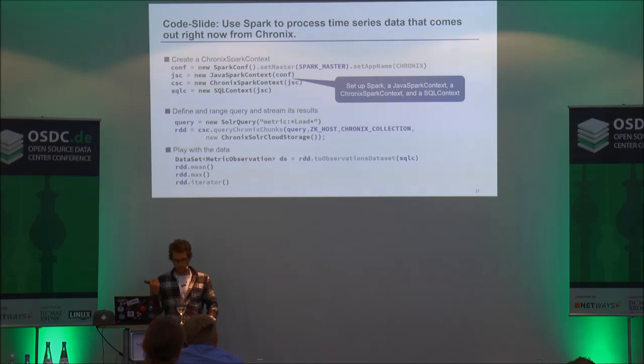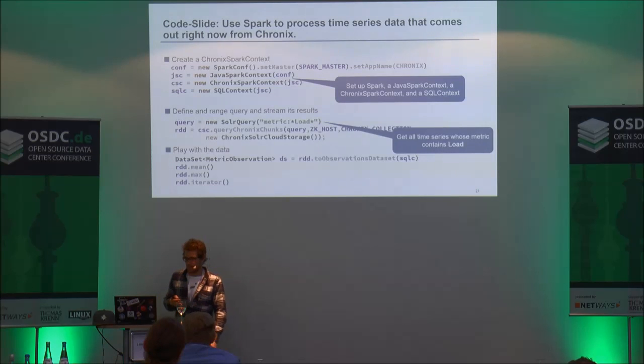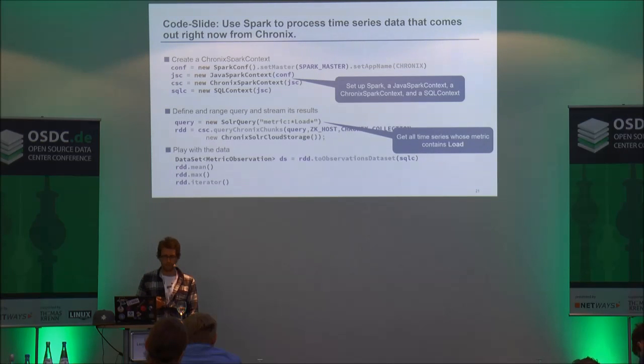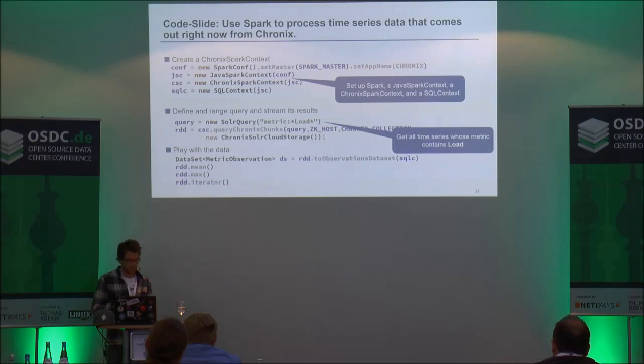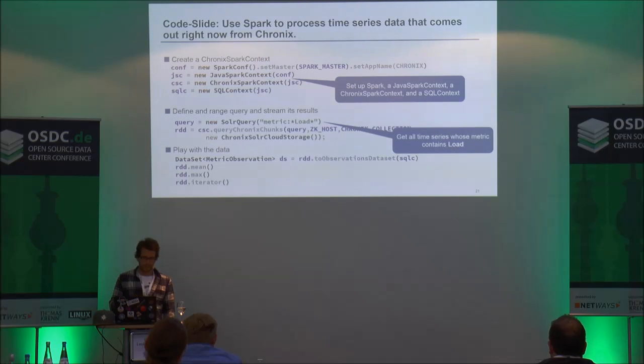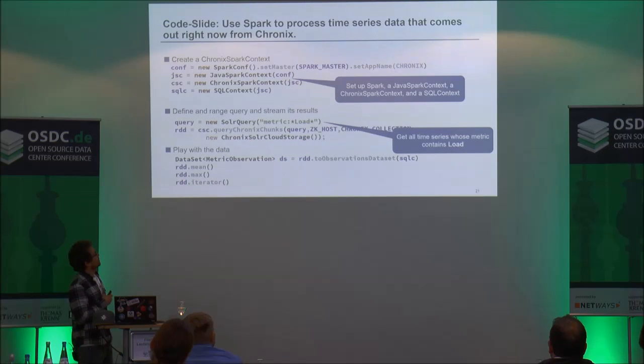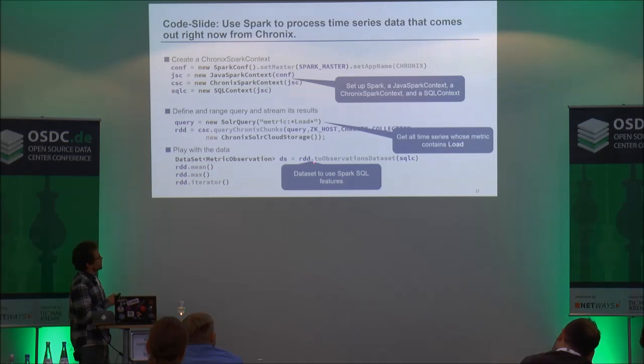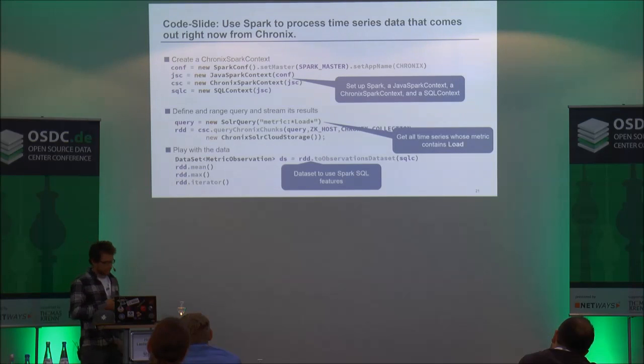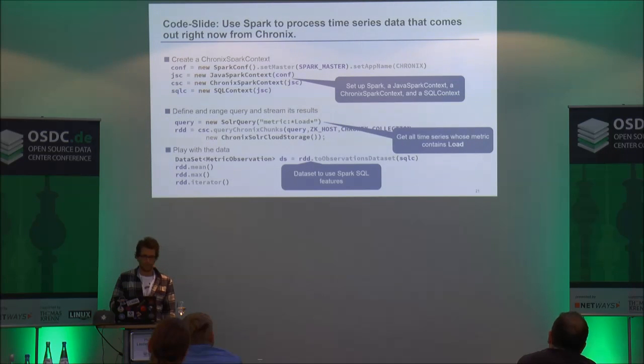And if you want to do the same as in the former example, we want all time series whose metric contains load. We define the Solr query, and we call on this Chronix Spark context query Chronix chunks, which in difference to the single Solr instance or a single Chronix instance delivers chunks for a higher parallelism. And for that we use the Chronix Solr cloud storage. And then we can play with the data. For example, as mentioned, we can convert the RDD to a data set to use the SQL features. We can call mean, maximum, or get an iterator over the time series data.